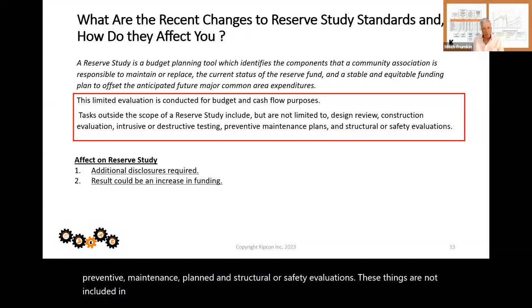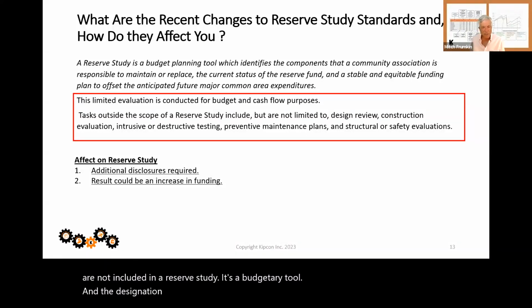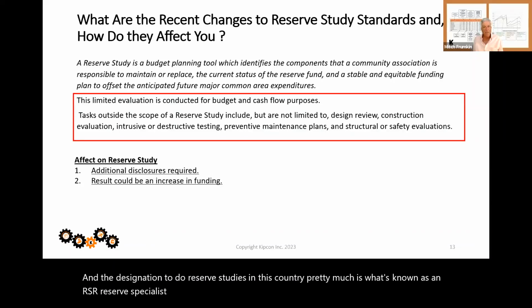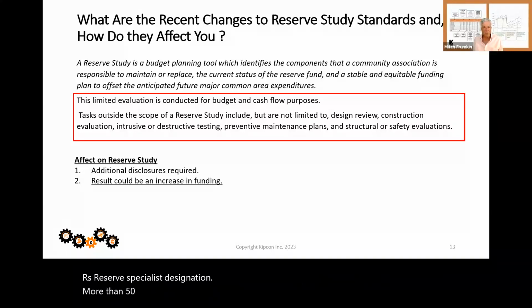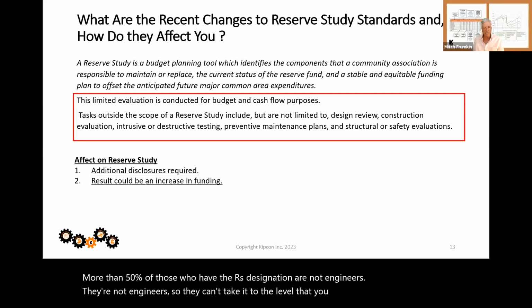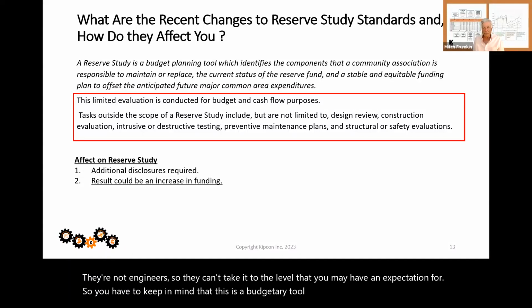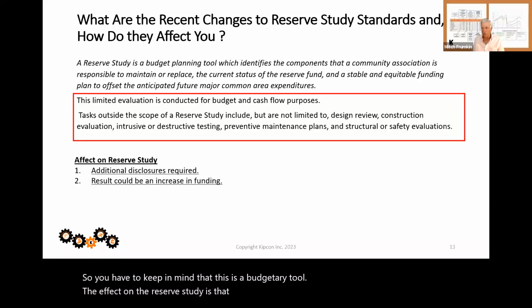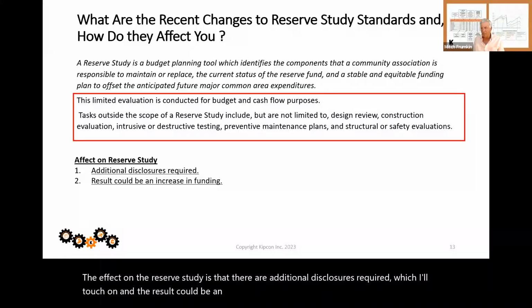It's a budgetary tool. And the designation to do reserve studies in this country pretty much is what's known as an RS, a reserve specialist designation. More than 50% of those who have the RS designation are not engineers. They're not engineers, so they can't take it to the level that you may have an expectation for. So you have to keep in mind that this is a budgetary tool. The effect on the reserve study is that there are additional disclosures required, which I'll touch on, and the result could be an increase in funding because of some of the things I'm going to talk about also. But that's the change to the definition of a reserve study.